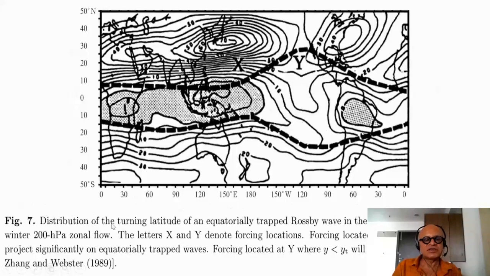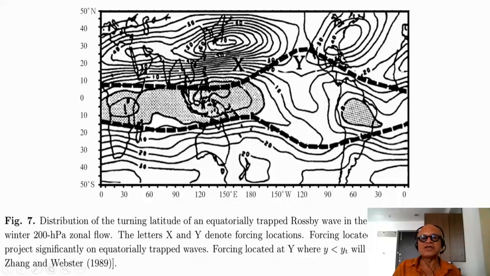So here you can see the distribution of the turning latitude of an equatorially trapped Rossby wave in the two-dimensional basic boreal winter 200 hectopascal zonal flow. So typically when we look at the Rossby wave interactions, we always do simplified models with constant background zonal, stationary background state, constant shear, constant zonal velocity, and so on. So I have a series of lectures on those based on Peter Webster's book in the course on tropical dynamics that you can look up.